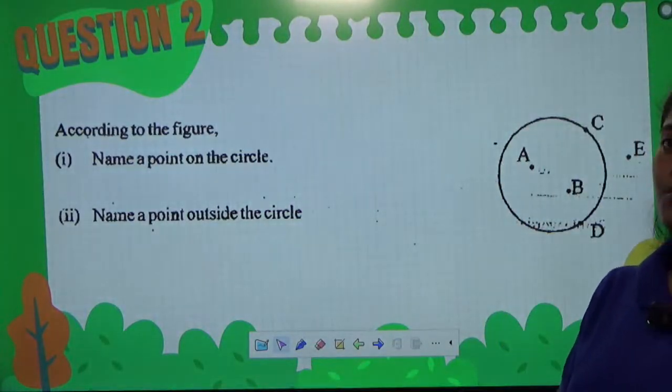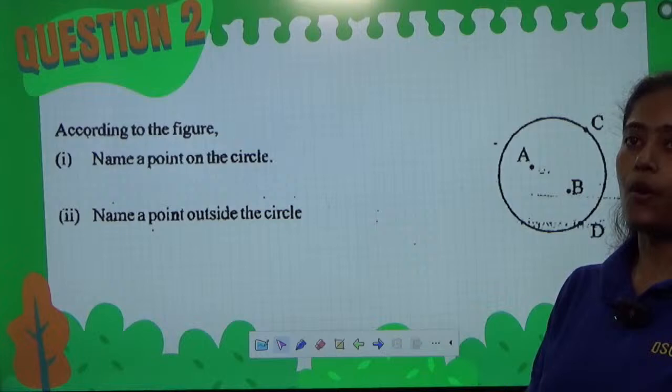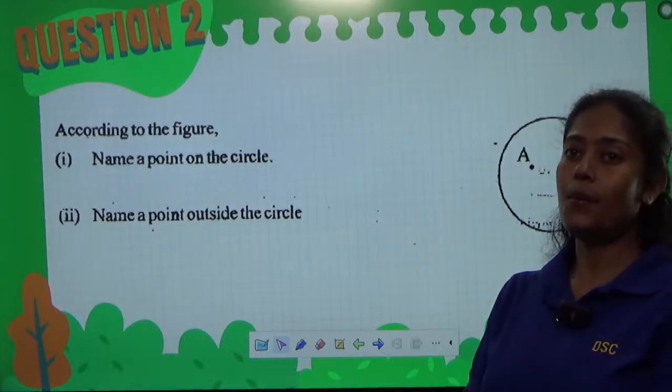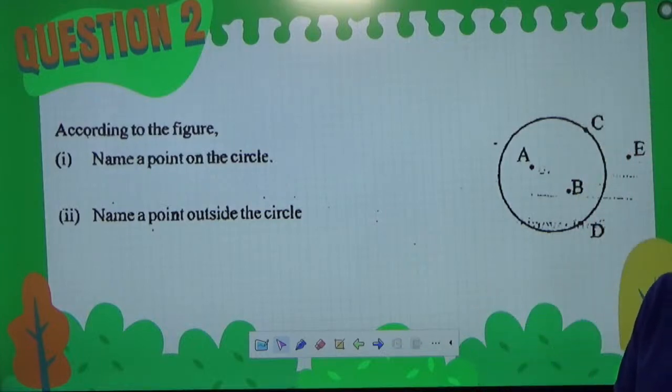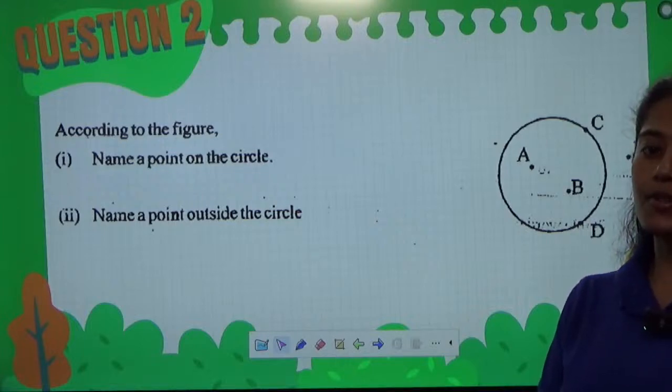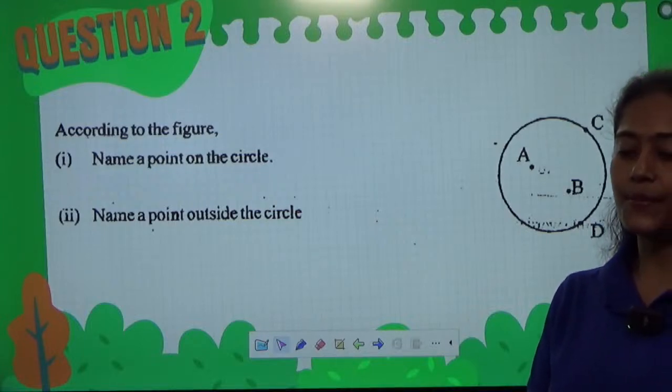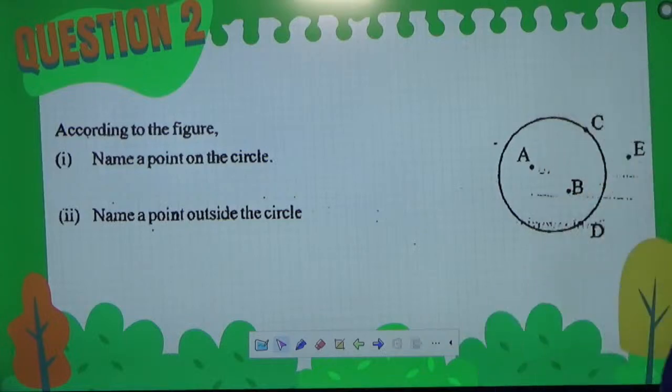Here, according to the figure, name a point on the circle and name a point outside the circle. You can find the answer quickly, then tell me the answer. Right? What is the point on the circle? You have to name the point on the circle.